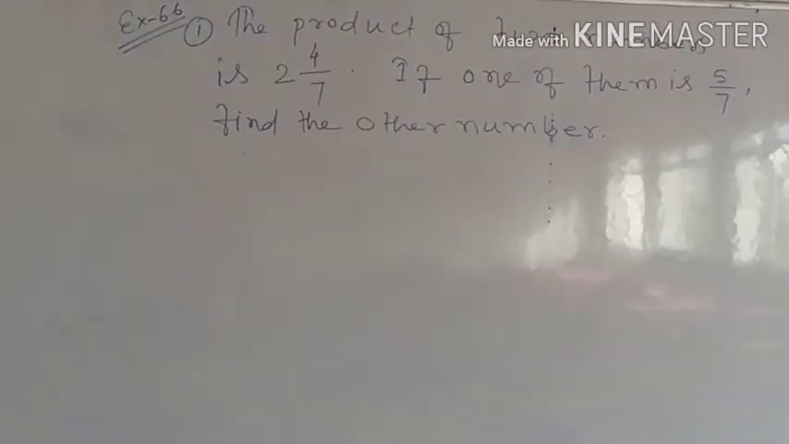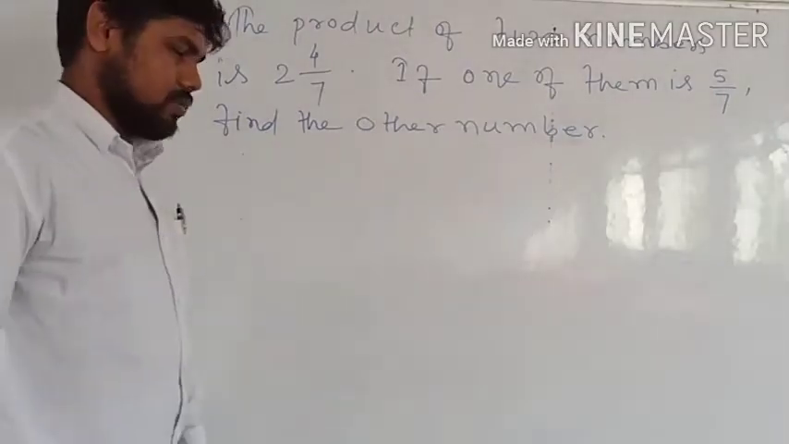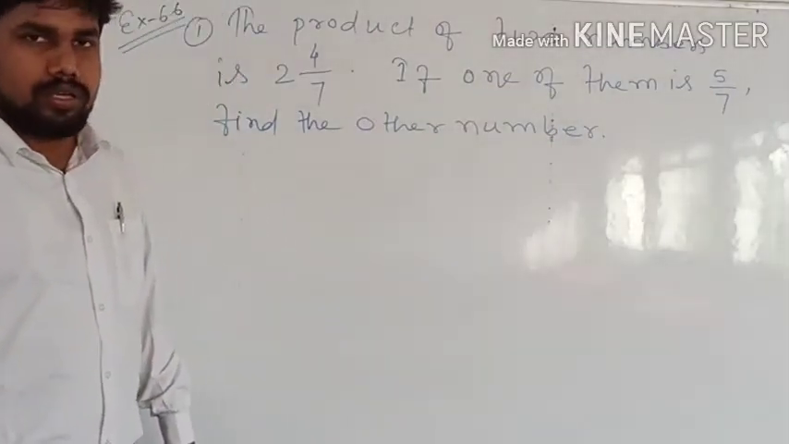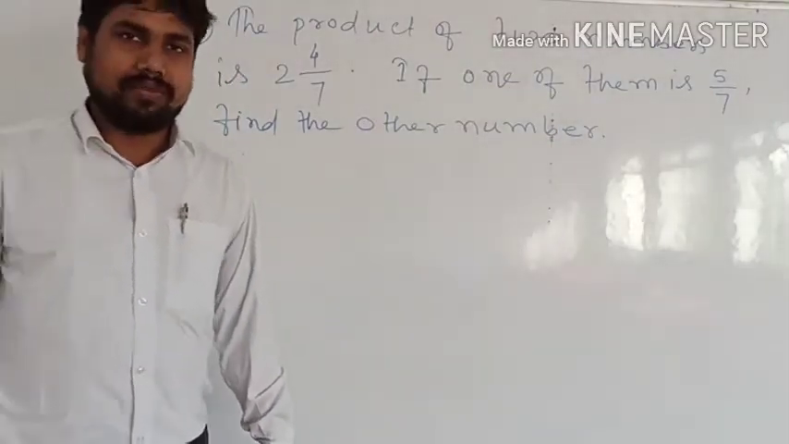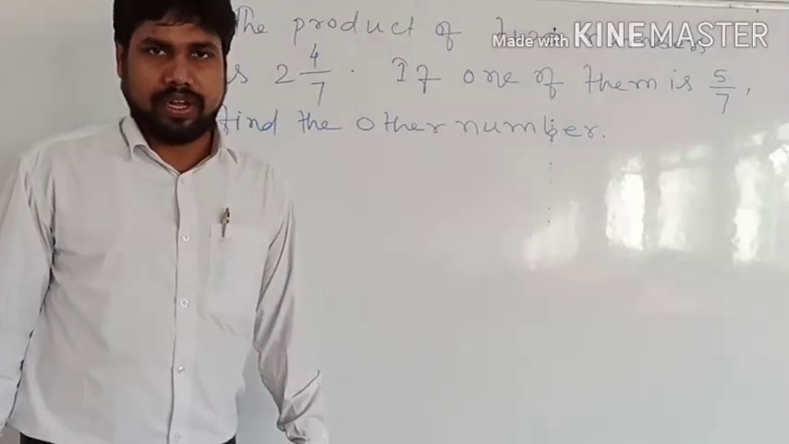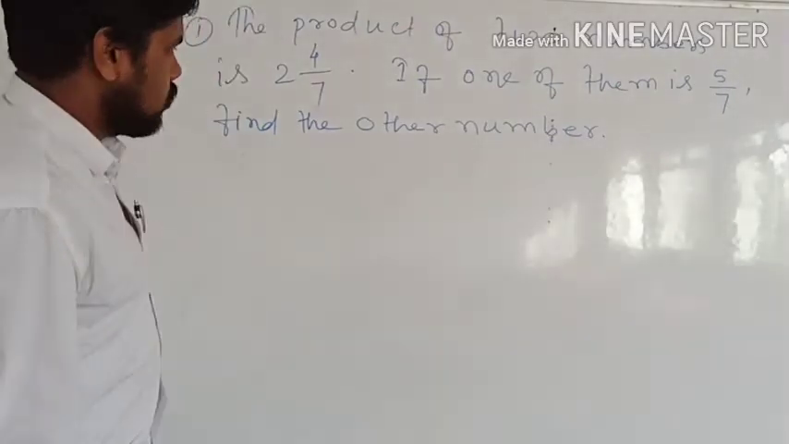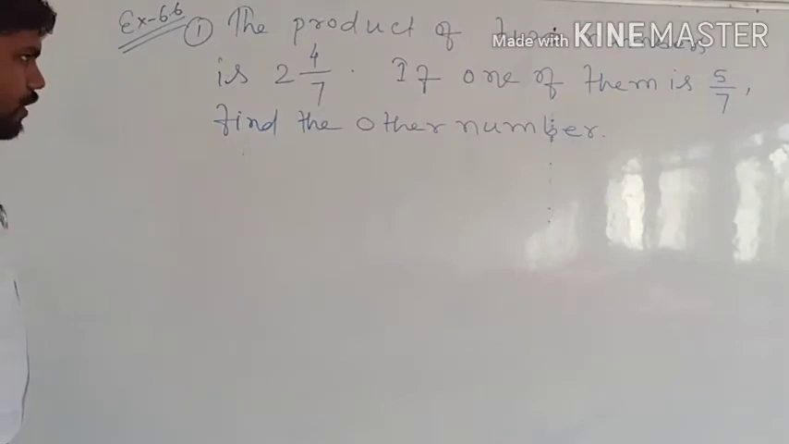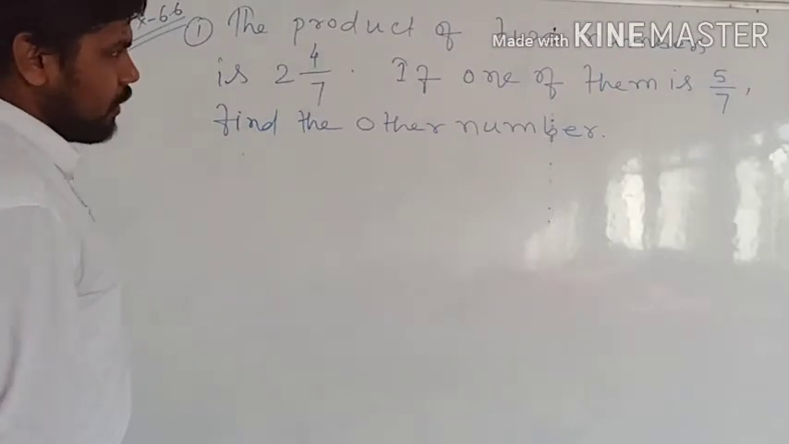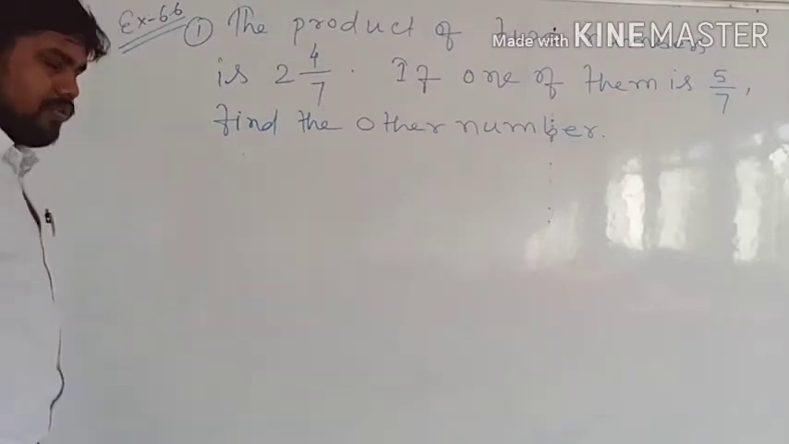See, to solve mathematics there are several processes, but we should use the easiest method to solve any question. So here also the question is like that only. The product of two numbers is given and one number is given, so you have to find the other number.